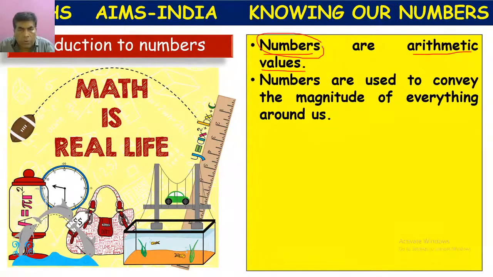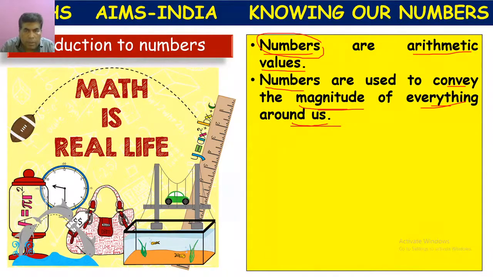So numbers are used to convey the magnitude of everything around us. What is the main use of numbers? We make use of numbers to convey the magnitude of everything around us. Because in our surroundings, we come across so many things. To measure them or to quantify them, we have to take the help of numbers. With the help of numbers, we can convey their value or their magnitude.